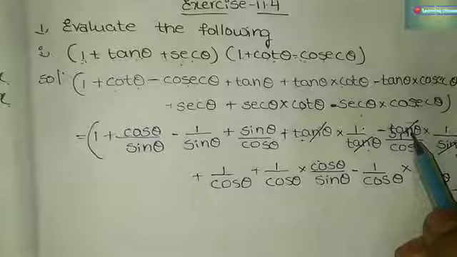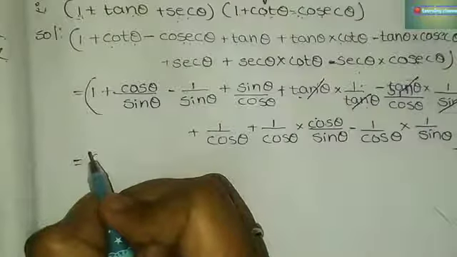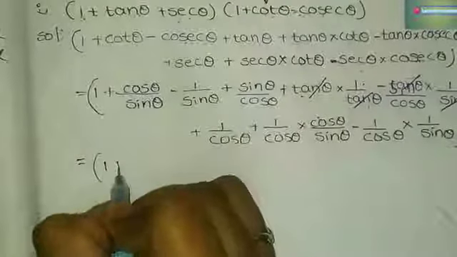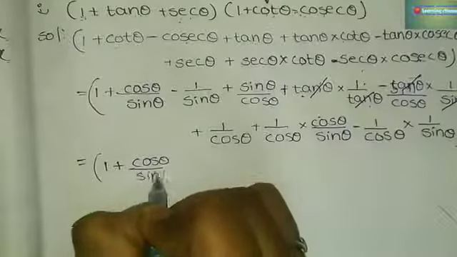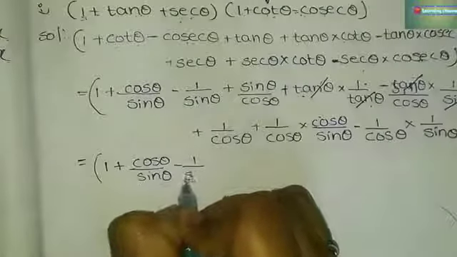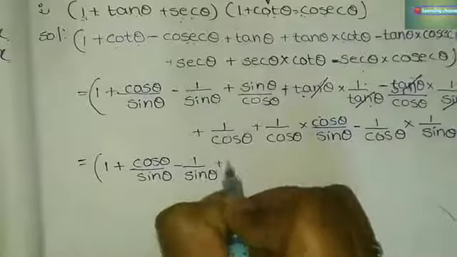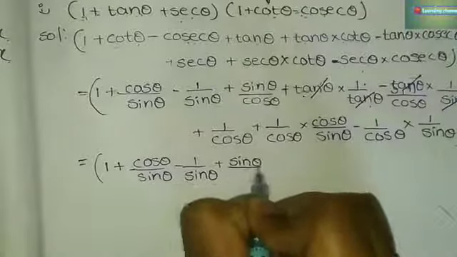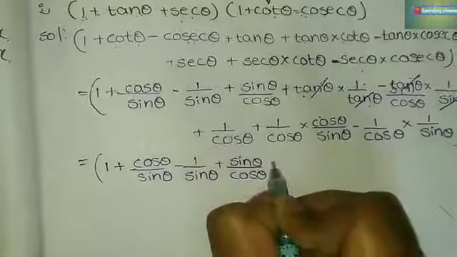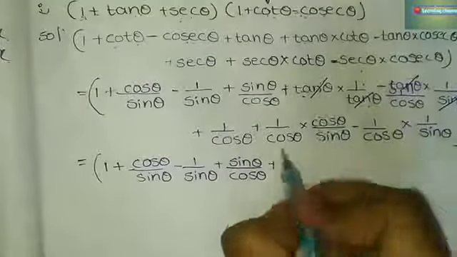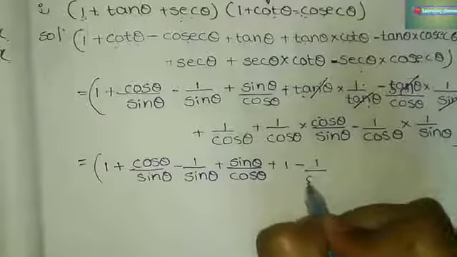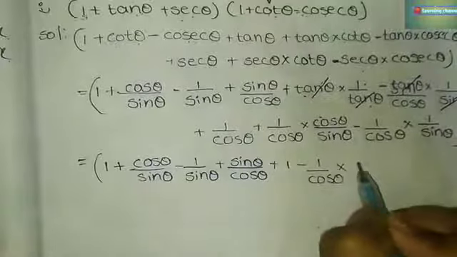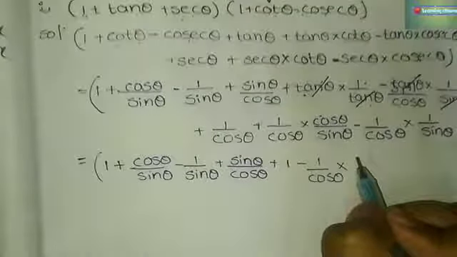Here cos theta cancel. So 1 by sin theta minus 1 by cos theta into 1 by sin theta. Be careful in solving the problem. Here we have minus 1 by sin theta. Here we have plus 1 by sin theta. So these two will cancel. Here we have minus 1 by cos theta plus 1 by cos theta. So these two will cancel.